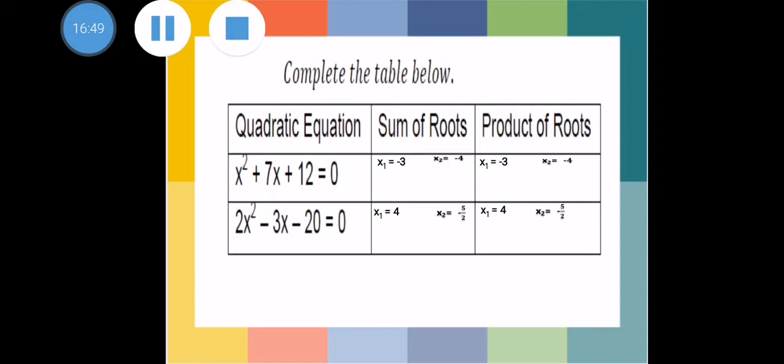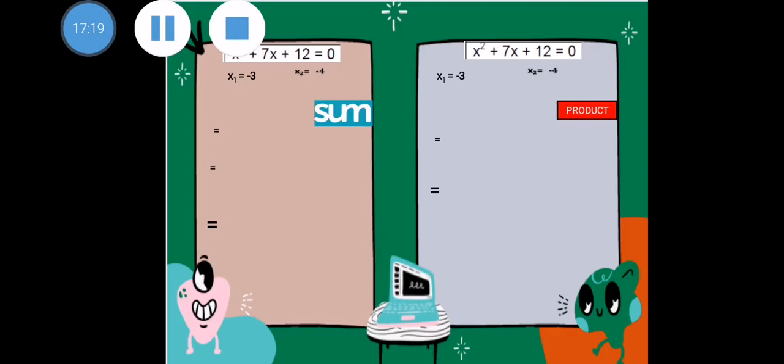So, unahin natin ang equation 1. So, ayan po. Ang sum niya is negative 7. So, second equation naman is 3 over 2. Para sa product ng roots, equation 1 ay 12. Equation 2 ay negative 10. So, paano nakuha ang sum and product? So, eto po yan. Paliwanag natin.